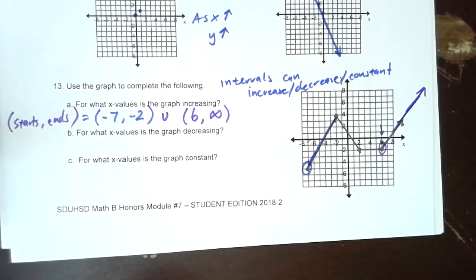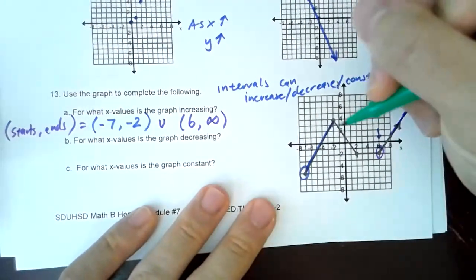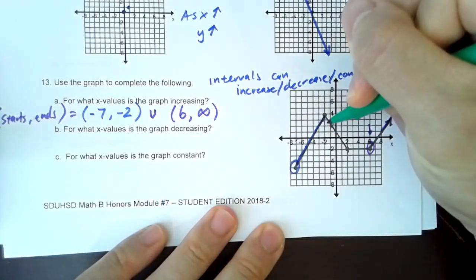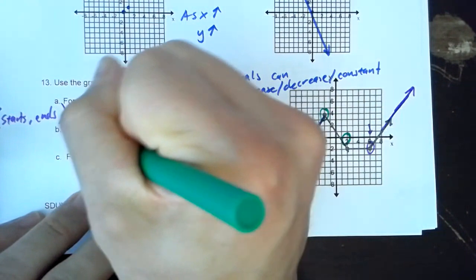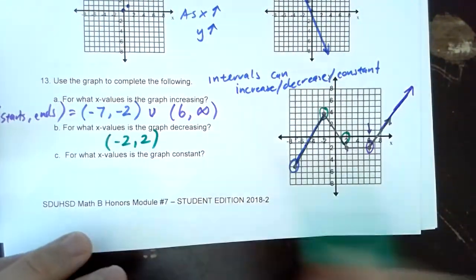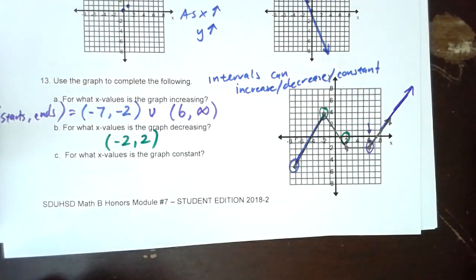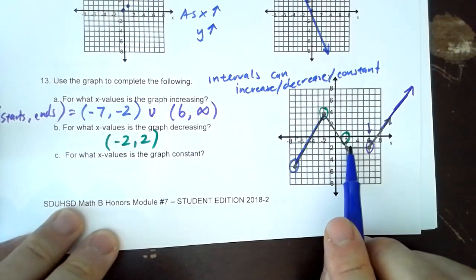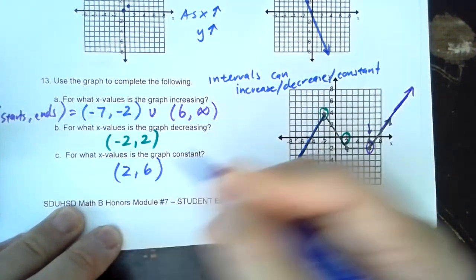Okay. For what values of x is the graph decreasing? Well, like I said, we're decreasing from -2 to 2. So you simply just write it like this. We're only talking about the x values here. And then what values of the graph is constant? Constant means you're not changing. The slope is 0. You're constant from 2 to 6. And you write it like this, 2 to 6, right?